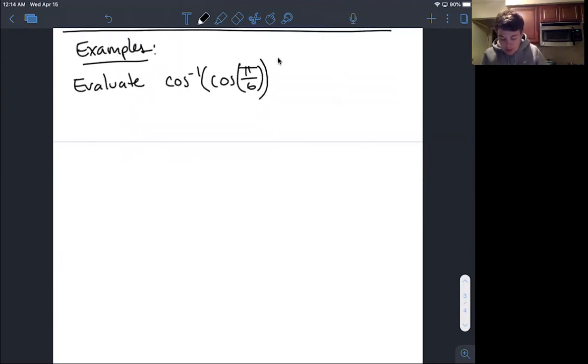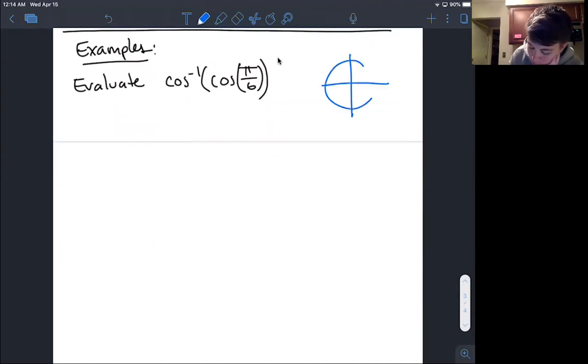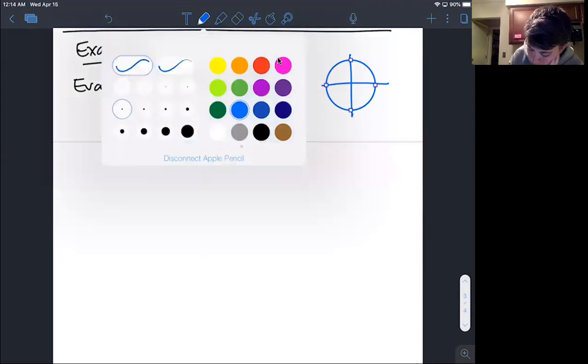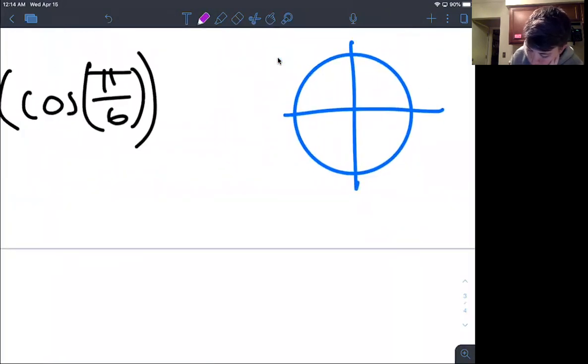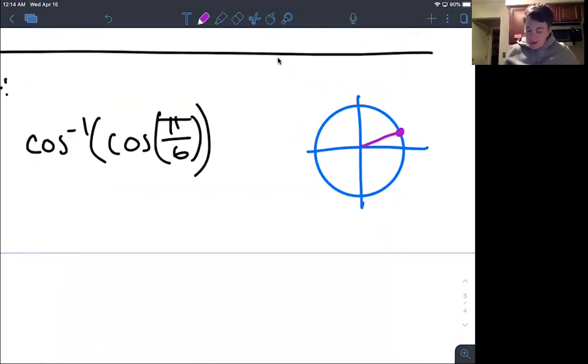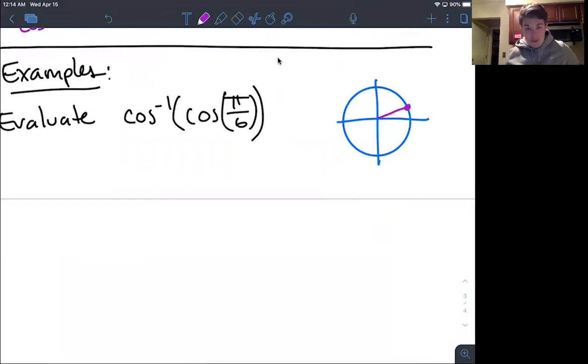So what I'd like us to do here is actually roll through this. Let's draw a little unit circle. So pi over 6 is right there. The cosine is the x value, right? So the actual cosine of pi over 6 is rad 3 over 2. So what we're trying to find here is the inverse cosine of rad 3 over 2.